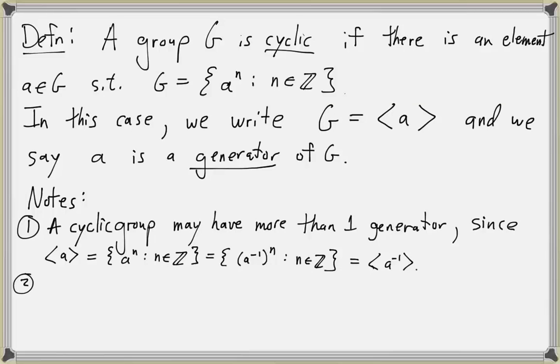Second note, consider the following exponent rules. We see that A to the power n times A to the power m will just equal A to the power n plus m. But then I can write this as also equal to the product A to the power m times A to the power n. So therefore, every cyclic group is abelian. So powers of A commute with powers of A.